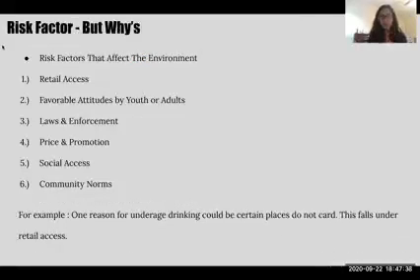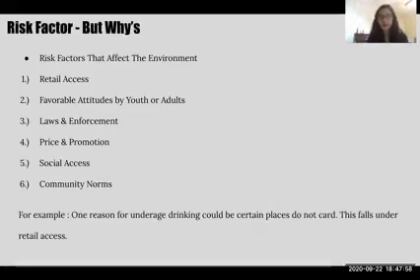And then we're going to talk about categories, which are called risk factors or but whys. And these are categories that you can place reasons for your problem occurring under. So there are 6 of these. You have retail access. This all has to do with stores where things are being sold.